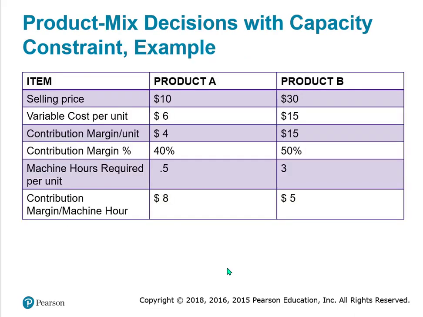Okay, so contribution margin per unit of the constrained resource. In 3 hours we make $5 here, and in 3 hours we would make, so we've got 6 of these, right? It would make like $48, a lot more.